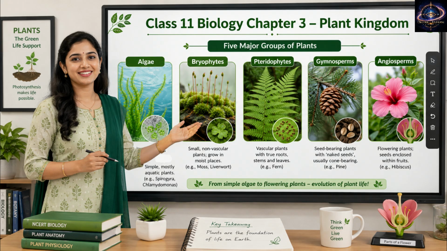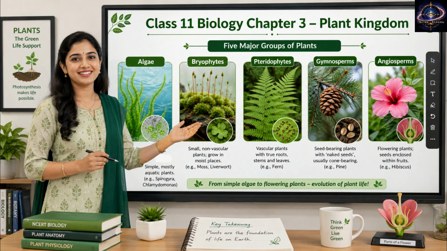Students, in the previous chapter, we studied the 5 kingdom classification proposed by Whittaker: Monera, Protista, Fungi, Animalia, and Plantae. In this chapter, we are going inside Kingdom Plantae. Earlier, many organisms with cell walls, such as fungi and some bacteria-like organisms, were placed with plants, but now they are not included in Plantae. For example, cyanobacteria are called blue-green algae, but they are not true algae under Plantae.